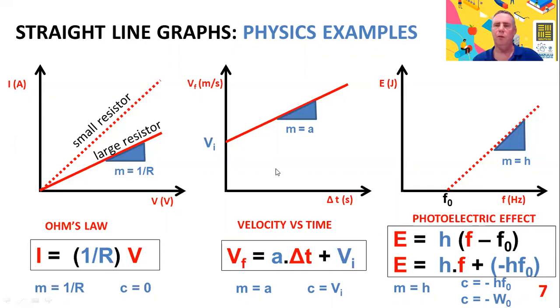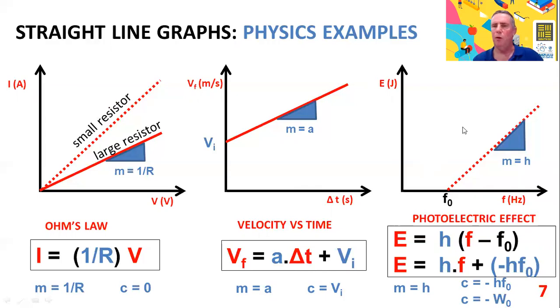The second graph you did is just a velocity versus time graph with final velocity versus change in time. And the C value is just the initial velocity there. The gradient in this case is the acceleration. So you can see that M and C become very important because they actually have real life values. Your equation would be final velocity equals acceleration times change in time plus initial velocity.